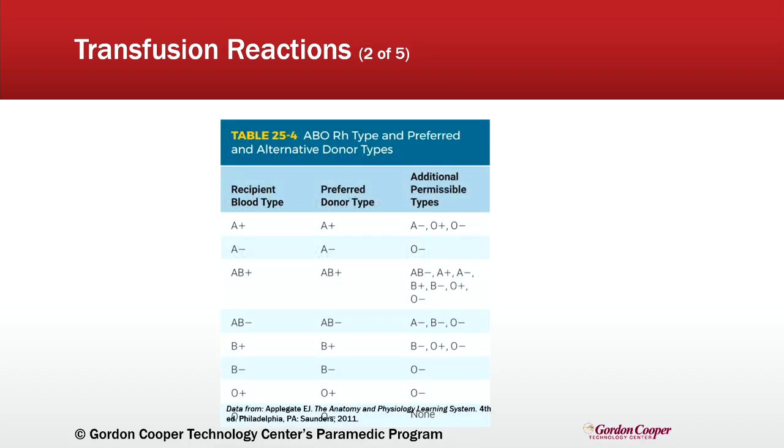Of course, this table shows the A, B, O, and Rh blood types and the preferred and alternate donor types for these. One of the things I want you to notice is the number of times O negative blood is in this table, because O negative blood is actually a universal donor. So it's often seen as the savior of all that need blood.